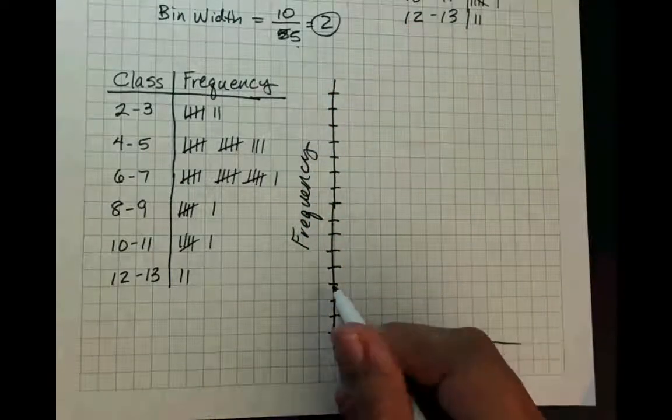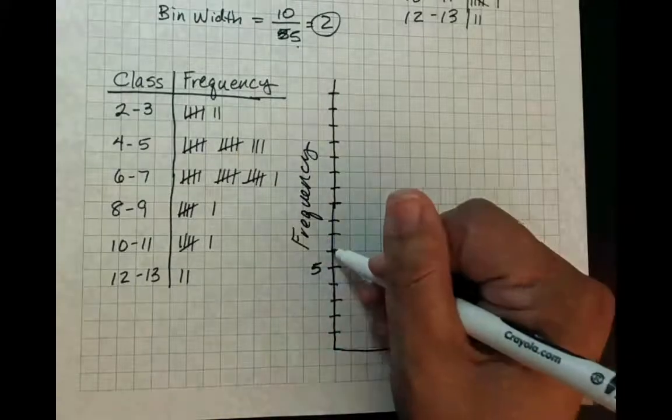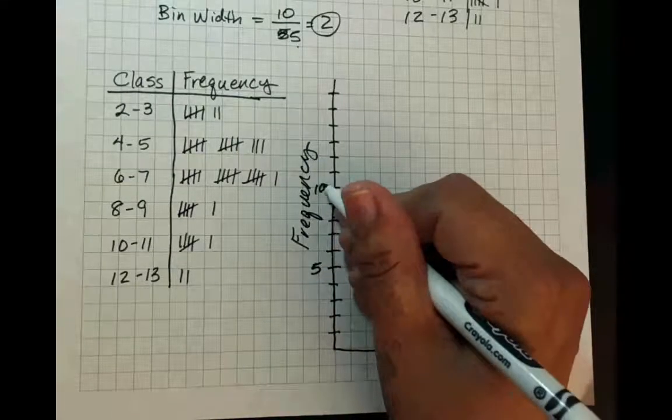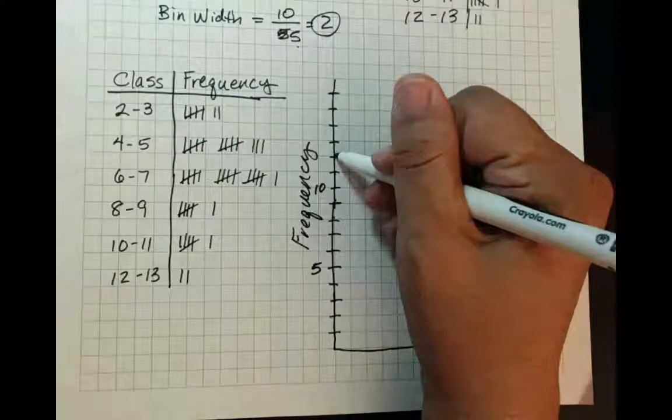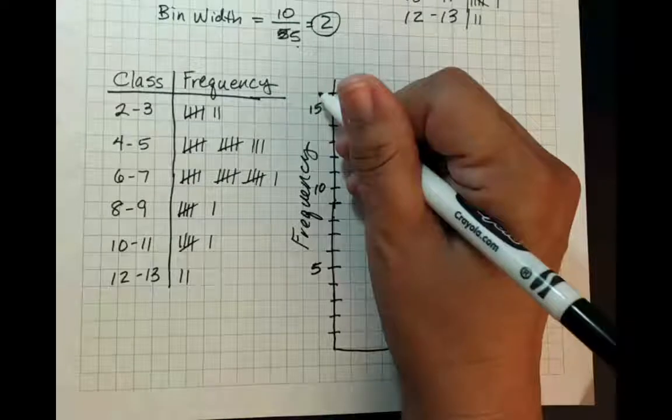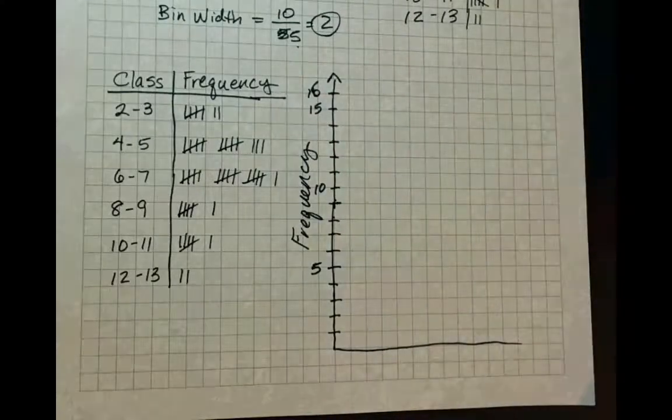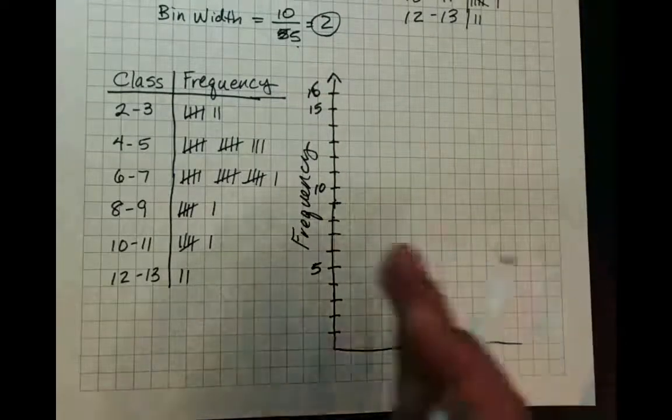Let me do every 5. 1, 2, 3, 4, 5. So there's 5. 1, 2, 3, 4, 5. There's 10. 1, 2, 3, 4, 5. There's 15, 16. Okay. Now you can technically start this anywhere you want.